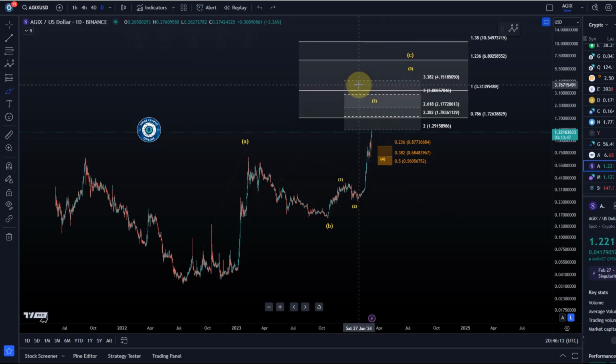For now, I don't see any sign of exhaustion. So this is likely going to push a little higher. And if it doesn't get above 129, then the support area is defined below. That's my update about AGIX.